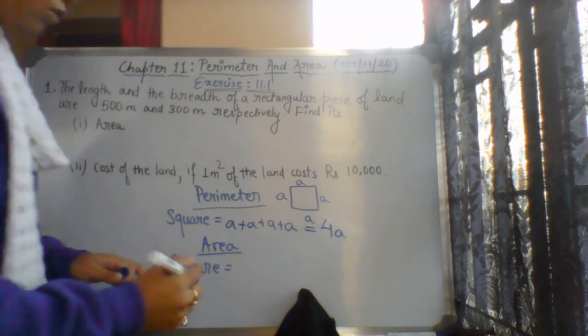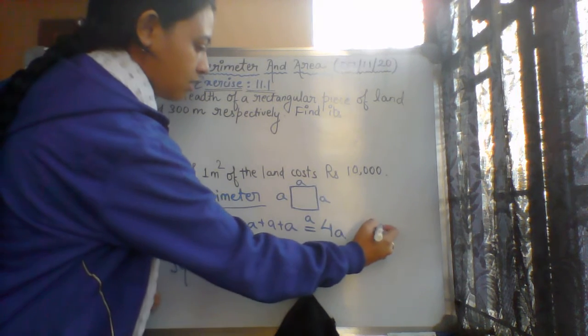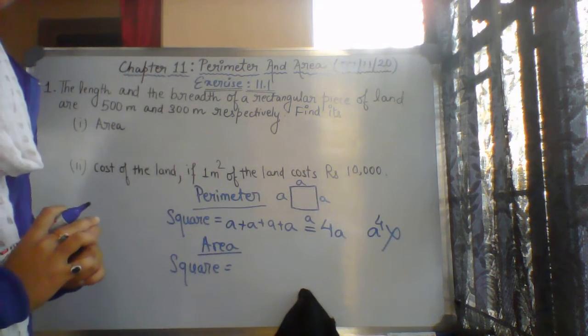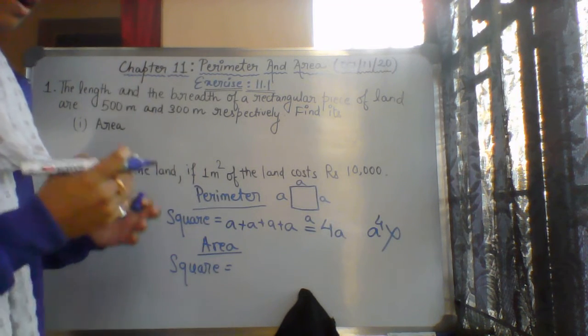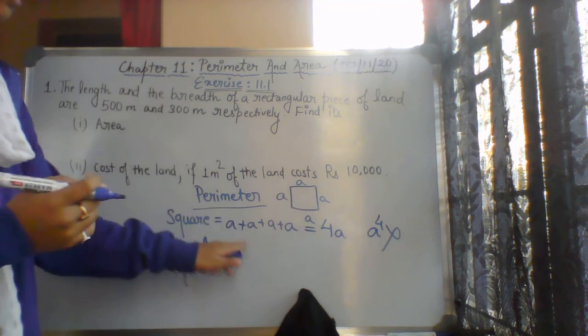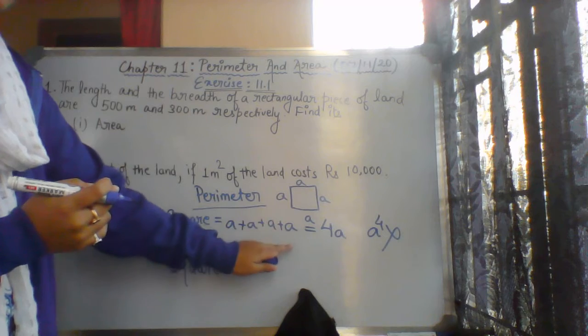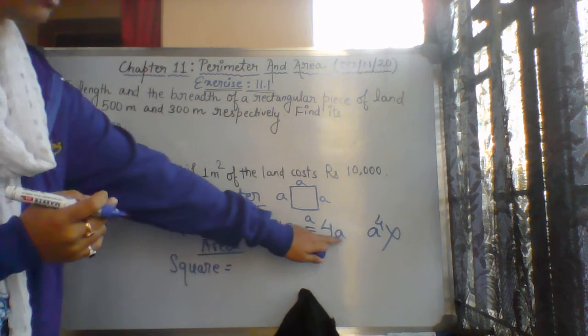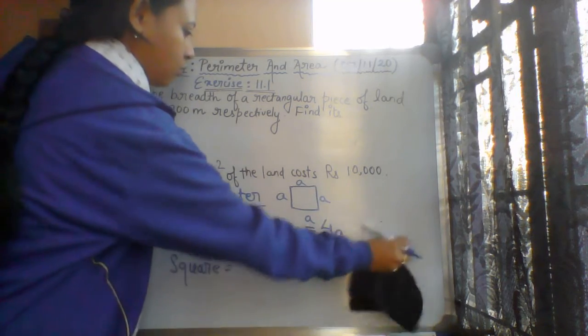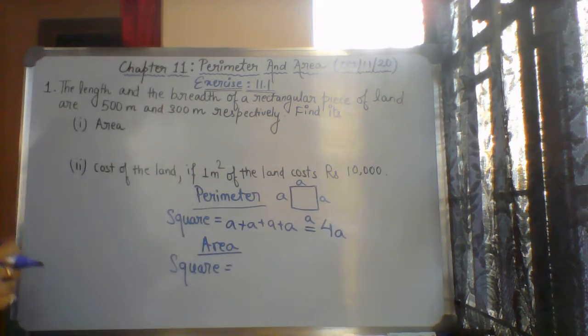Don't confuse, don't write this as A to the power 4. That is totally wrong. It is A plus A plus A plus A, 4 times A. So it is 4A, not A to the power 4. I hope this is clear. That is the perimeter of the square.